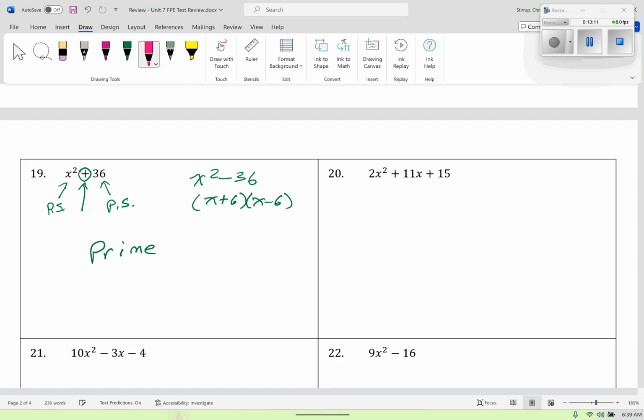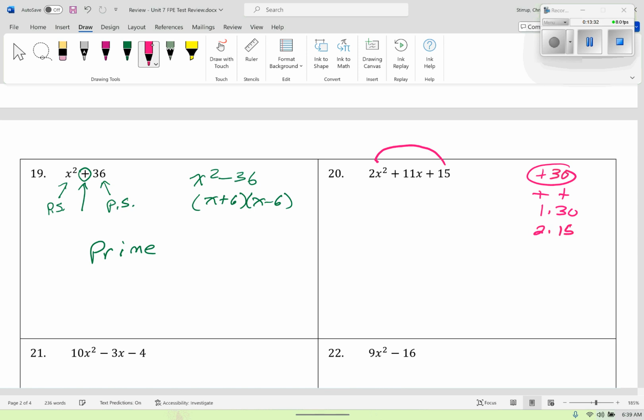Number 20, we have to do it the old way. So I'm going to multiply those together. So I get 15 times 2, which is positive 30. I have all positive signs, so both signs have to be positive. What times what gives me 30 and also gives me 11 when I add it together? Well, I know 1 and 30, that gives me 31. That's not going to work.